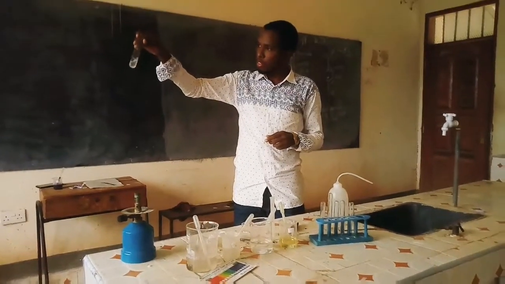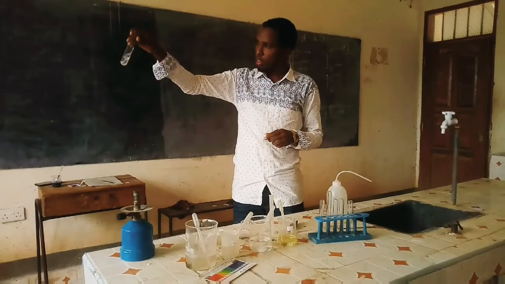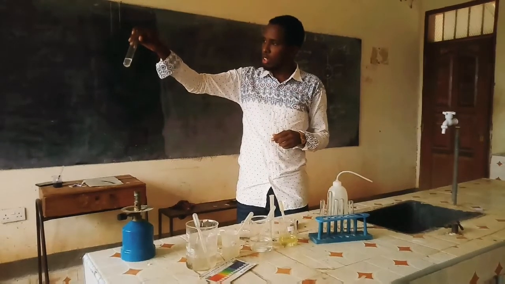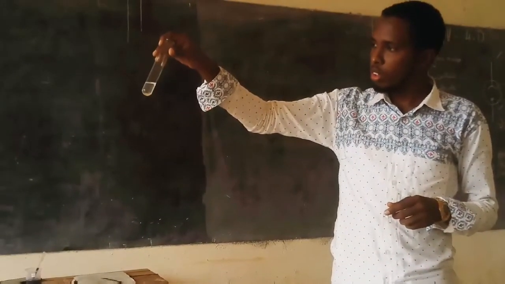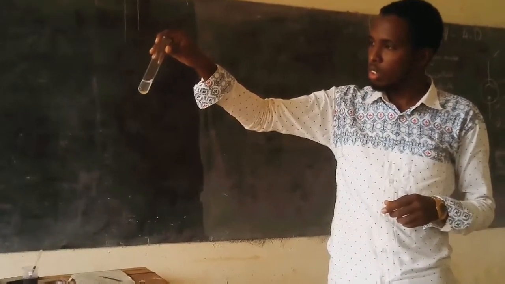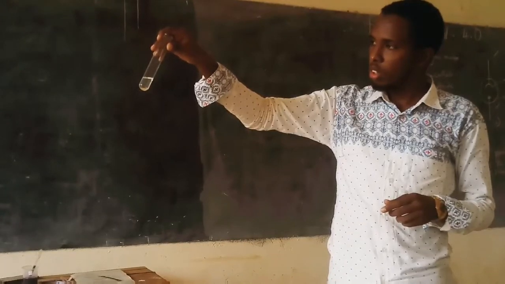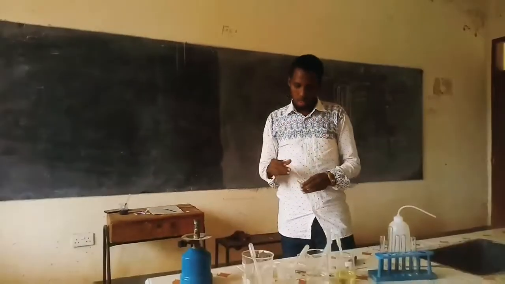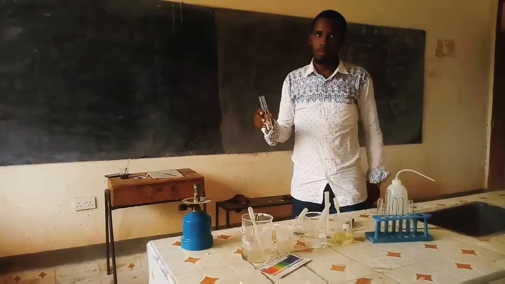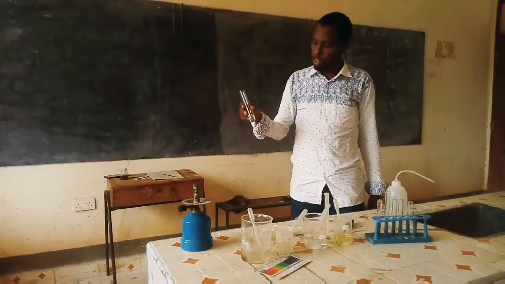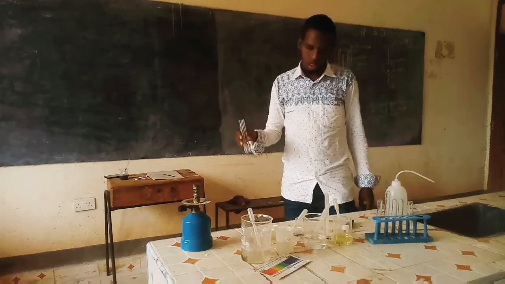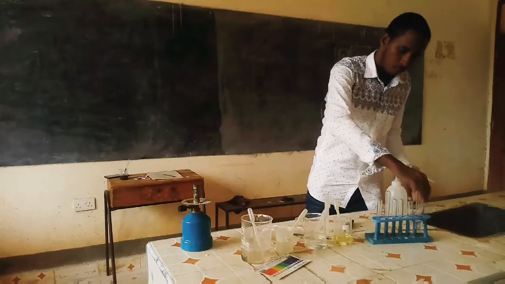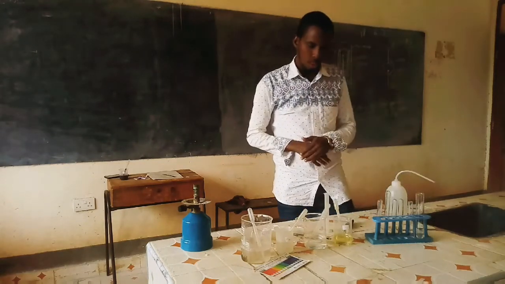So let us make the observation. As you can see, solid H dissolves in water to form a colorless solution. Good. The inference you are supposed to write, students, is solid H is a soluble salt. Good. Let us go to procedure 3.